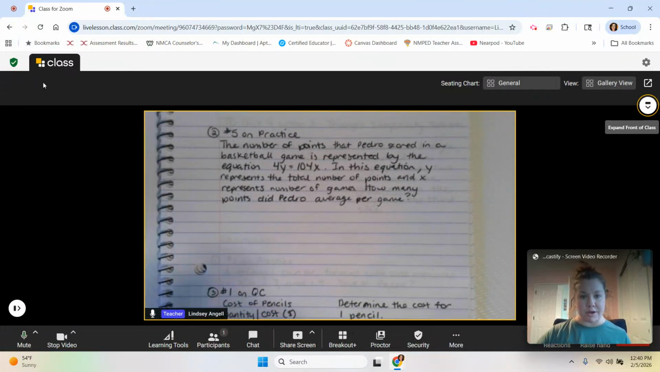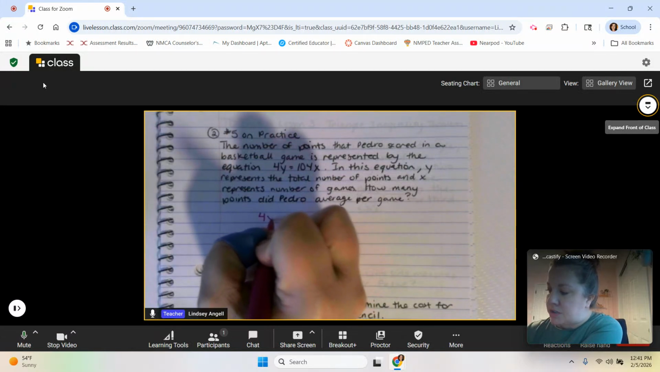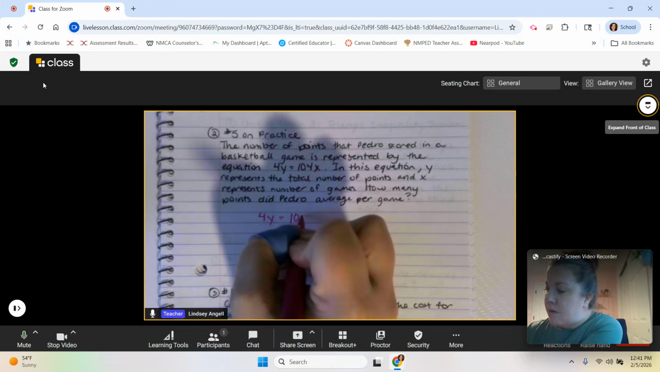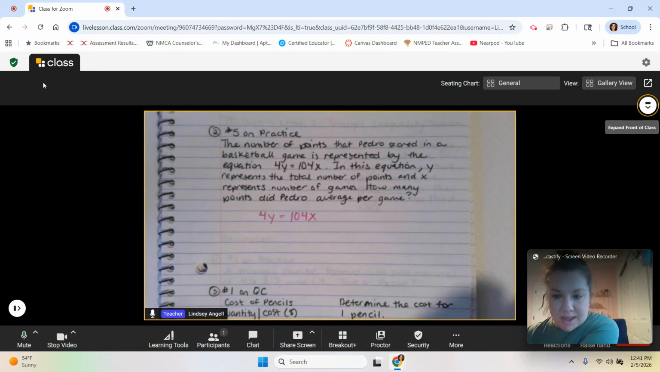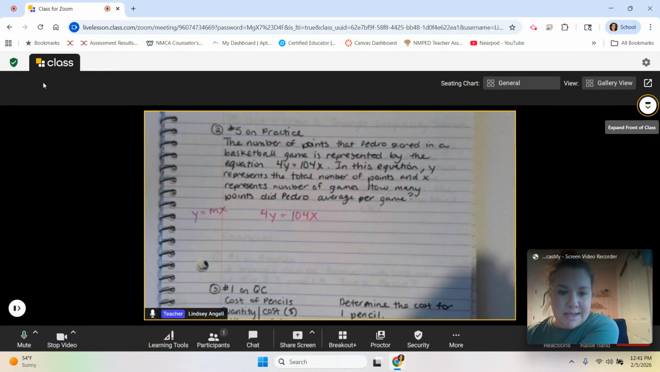Okay, number 5 on your practice. The number of points that Pedro scored in a basketball game is represented by the equation 4y equals 104x. In this equation, y represents the total number of points and x represents the number of games. How many points did Pedro average per game? To solve a problem like this, you're going to take the equation and get it into that same format we were just looking at, y equals m times x.